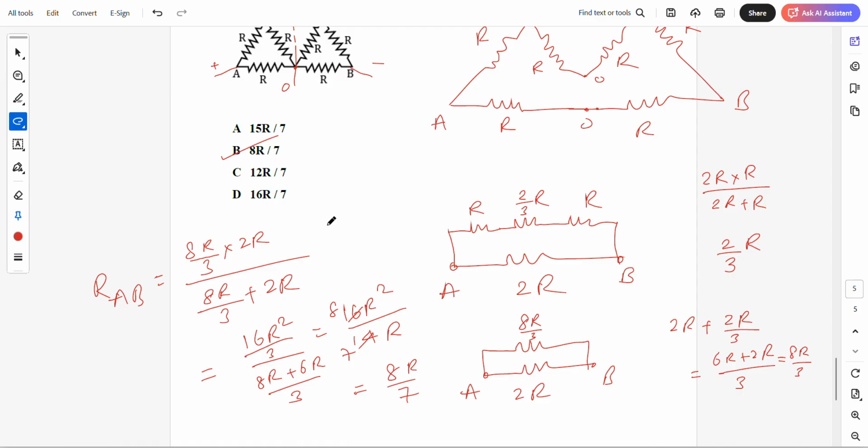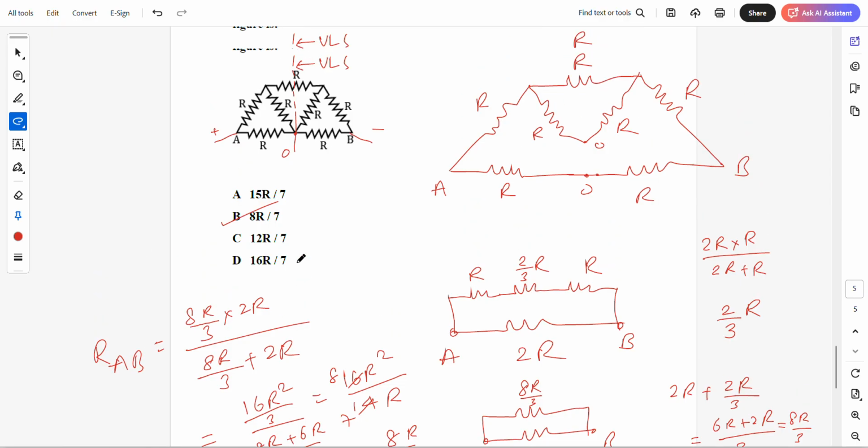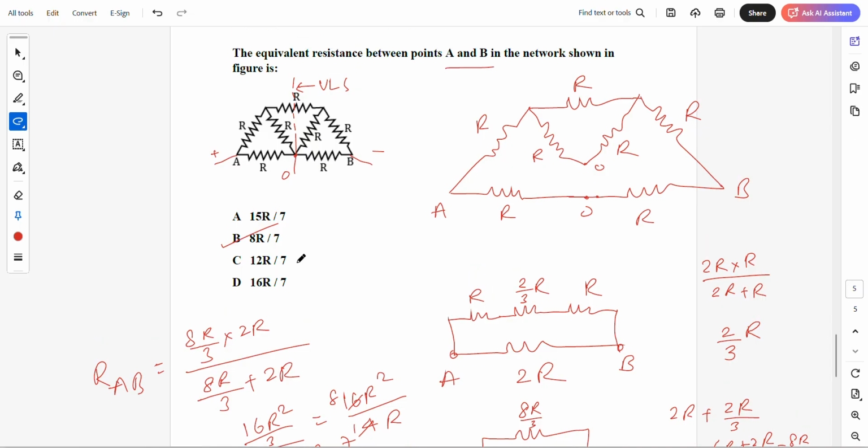I think this much is enough on vertical line of symmetry. Okay, these are the problems that are very, very important. Concentrate on these kinds of problems. Okay, so this is the topic, vertical line of symmetry in resistance circuits.